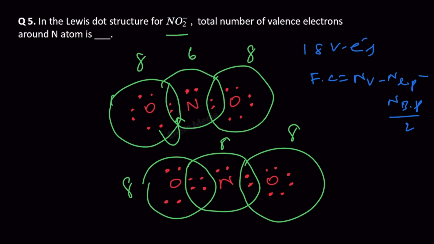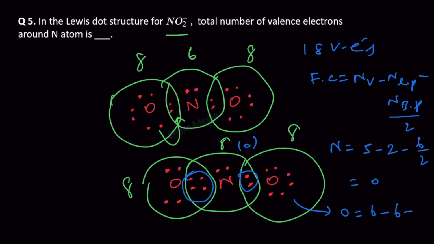So if we calculate the formal charge for nitrogen, then it is 5 minus 2 minus, we have 3 bond pairs, and therefore 6 by 2. Therefore, this will be 3 minus 3, and that is equal to 0. So we have a 0 formal charge here. If we calculate for this oxygen atom, that is on the right hand side, then it would be 6 minus 6, because we have 3 lone pairs. Each lone pair has 2 electrons, and then 1 bond pair, so 2 by 2.